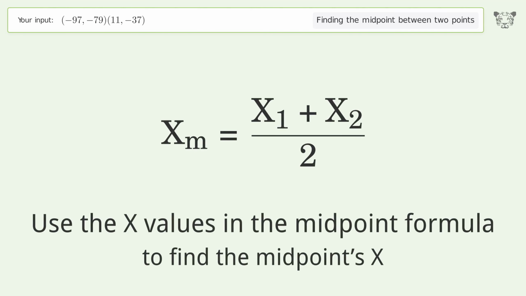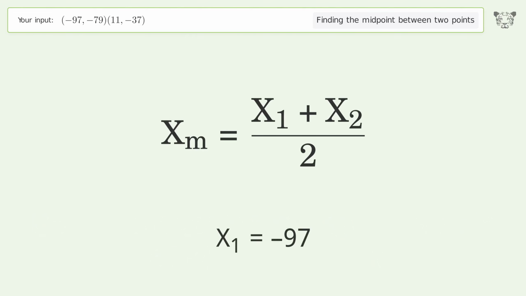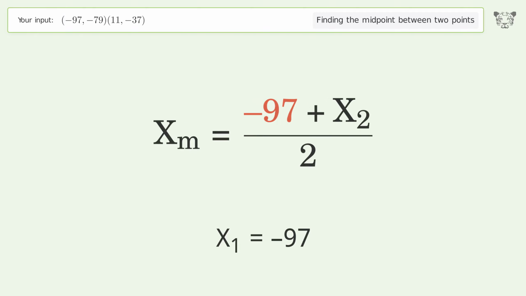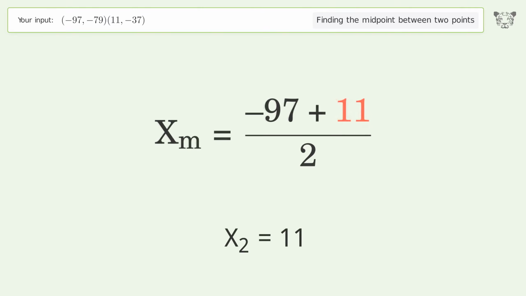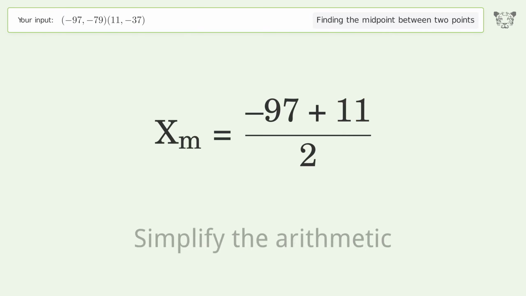Use the x values in the midpoint formula to find the midpoint's x. x1 equals -97. x2 equals 11. Simplify the arithmetic.